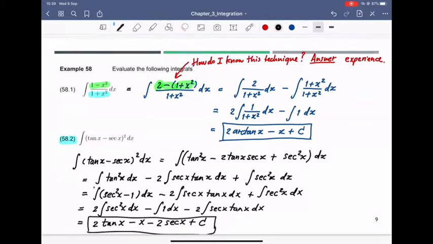How do you feel? Better? So you can see that integration is an art. Integration is an art.